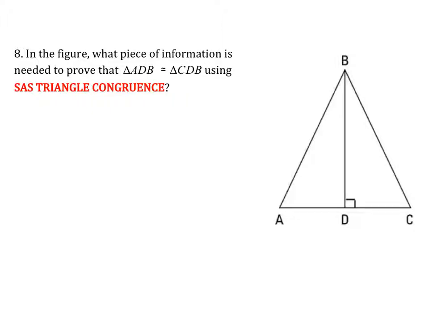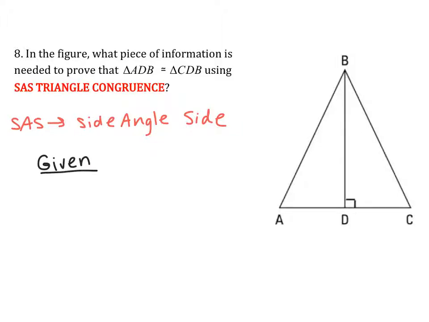All right, here's another similar problem. What piece of information is needed to prove that those two triangles are congruent? But this time we're using side, angle, side. SAS, side, angle, side. So let's see if we have any of that information. Let's see what we are given just by looking at the picture.